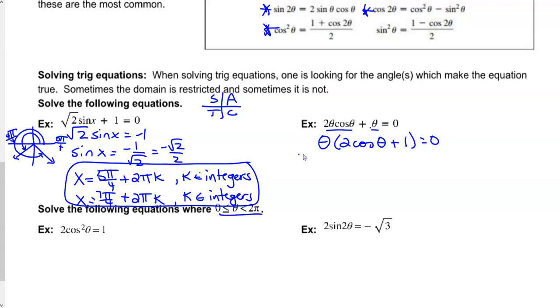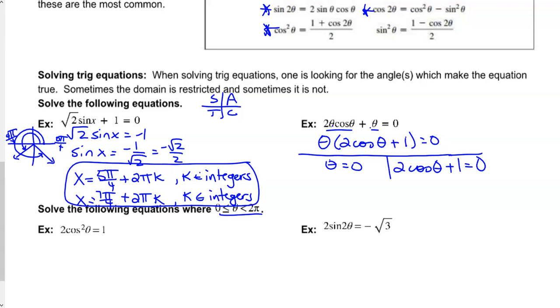So, what do I know? I now need to set each one of these equal to 0 because I'm dealing with this factor and that factor. So I get theta is equal to 0 here when I set this factor equal to 0. That's nice, nothing to solve there. But then I have 2 cosine of theta plus 1 equals 0, so I have to end up solving that equation as well.